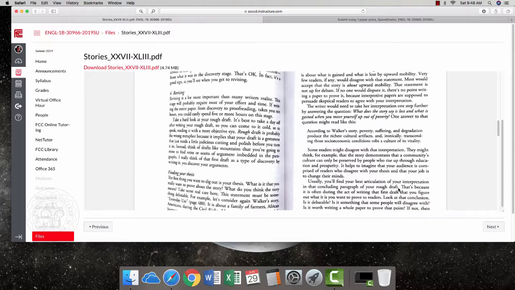Take a hard look at your rough draft. It's best to take a day off after writing your rough draft, so you can come to it cold, so to speak, reading it with a more objective eye.